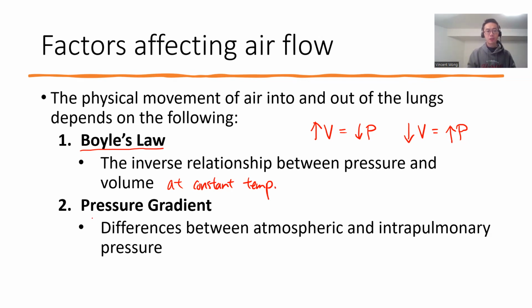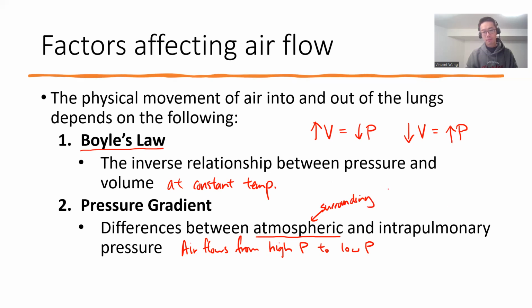Second factor that affects airflow is pressure gradient. When there is a difference between atmospheric and intrapulmonary pressure, then air flows from high pressure, high P, to low P. Atmospheric pressure, atmospheric just means the surrounding area, surrounding atmosphere, right? That's why it's called atmospheric pressure.